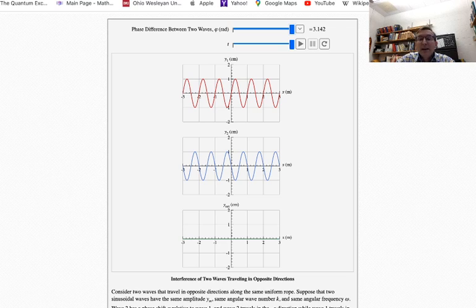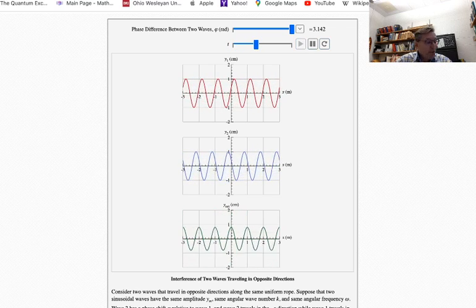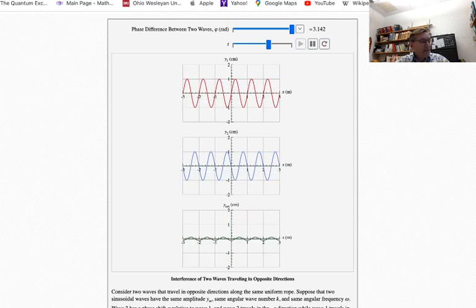And now let's run the animation. Reset it. And now the origin is an antinode. I'll let you think a little bit about why that phase difference between the waves produces an antinode.